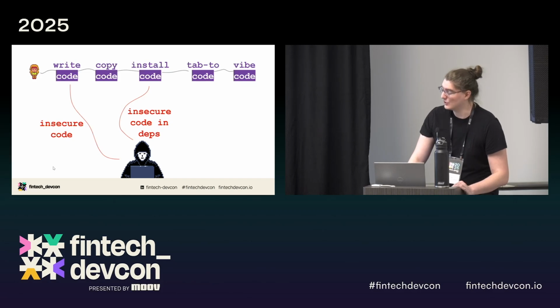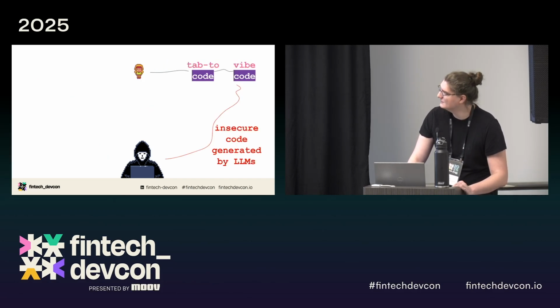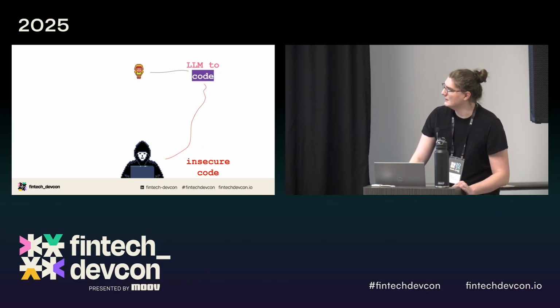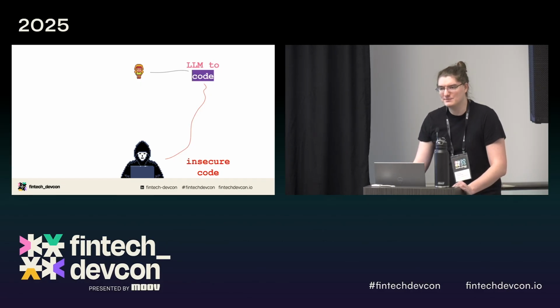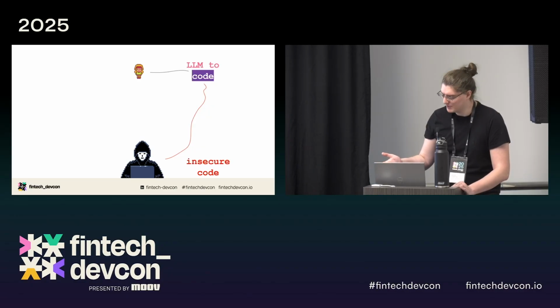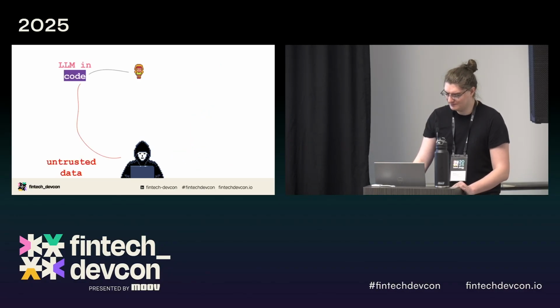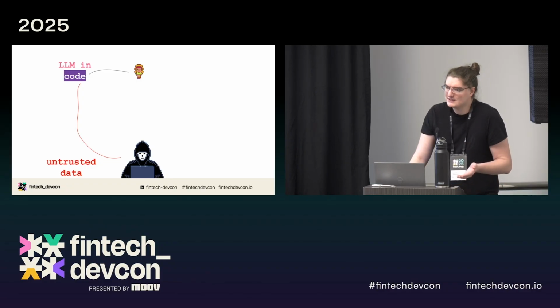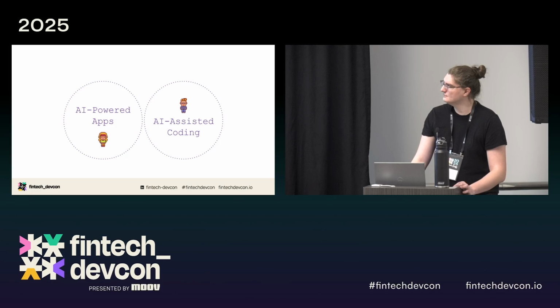You can have insecure code that you wrote in your dependencies. You can have it in code generated by LLMs. Of course, GitHub Copilot or vibe coding, either way, the common denominator here is an LLM generating your code. These LLMs are trained on internet-scale data containing miscellaneous vulnerabilities in that data. That is to say, any code generated by an LLM is coming from untrusted data sources on some level.